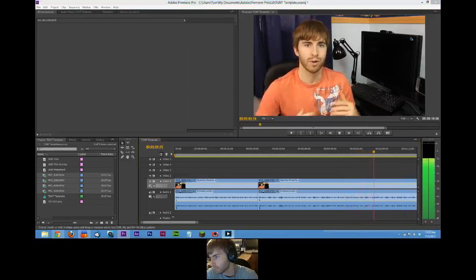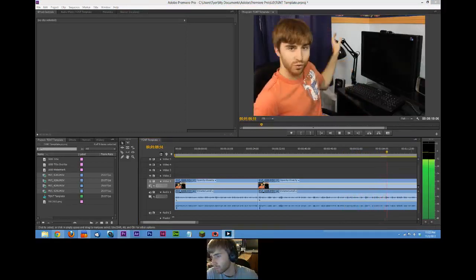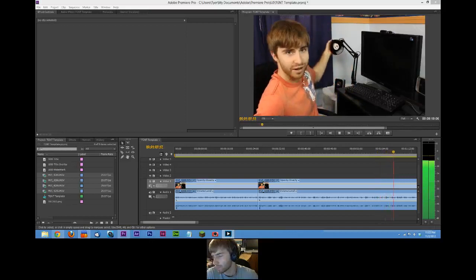And so my first external lights that I actually used were desk lamps. And this is actually one of them right here. I use this desk lamp right here with this little bulb. I don't even know what wattage the bulb is.